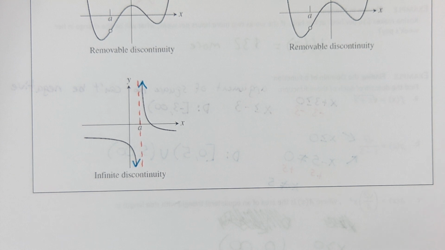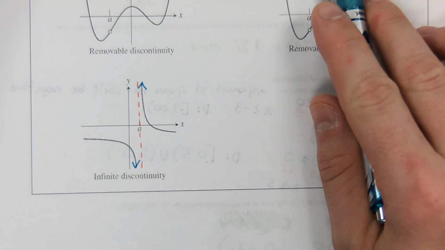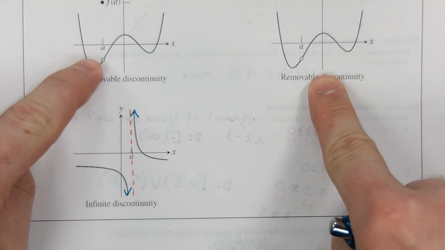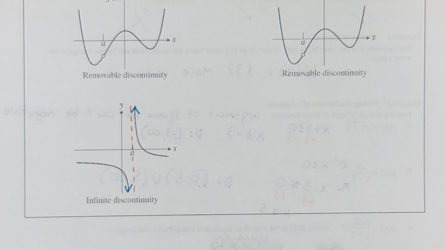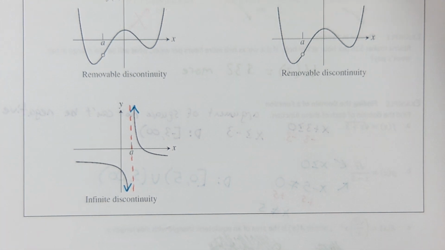Okay? So you have three kinds of discontinuities that you need to worry about. Jumps, removables, and infinite. You just need to know what they look like.